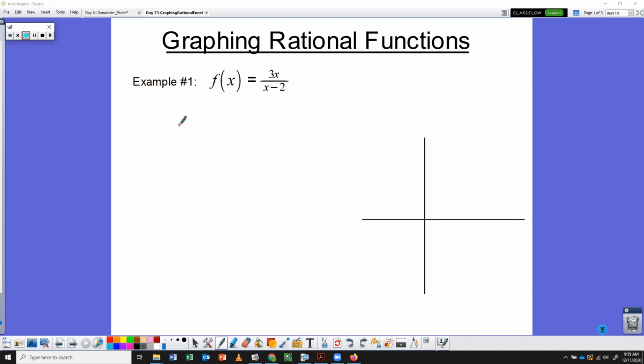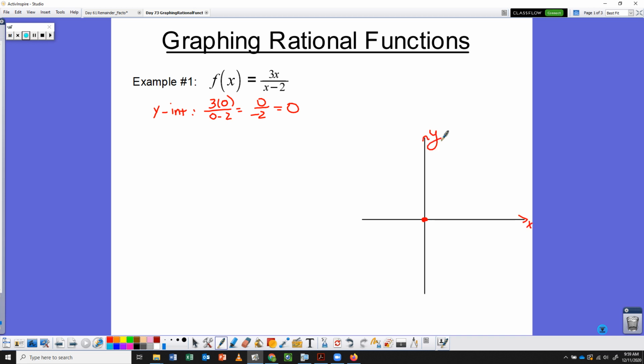Okay, so let's take a look at our first example. f of x equals 3x over x minus 2. Again, the first thing that you're going to be doing in each one of these problems is trying to find any y-intercepts, and that involves plugging a 0 into your formula everywhere as the x value. So in this particular problem, you're going to get 0 over negative 2, which is 0. So my graph is crossing the y-axis at 0. In other words, I'm passing through the origin.